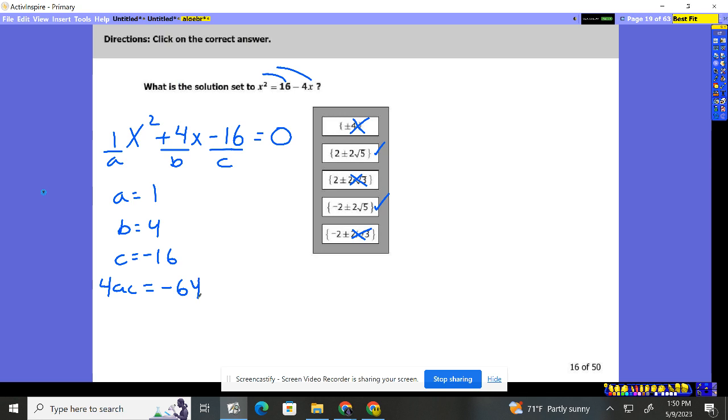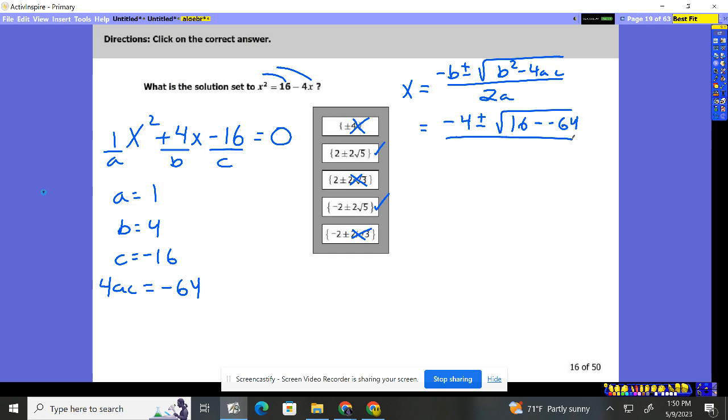So what is the quadratic formula? It's going to be equal to the opposite of B plus or minus the square root of B squared minus 4AC, all over 2A. So the opposite of B is negative 4 plus or minus the square root of B squared. 4 squared is 16 minus, we already did that, negative 64, all over 2 times A, which is 2. So we get negative 4 plus or minus the square root of 80 over 2.